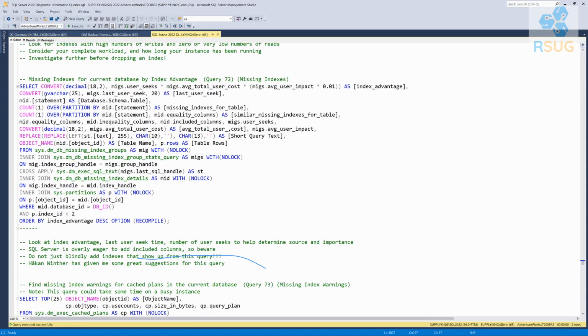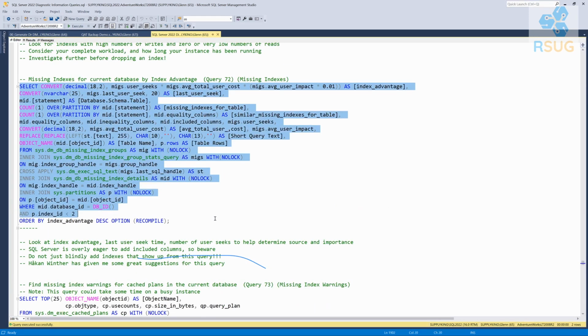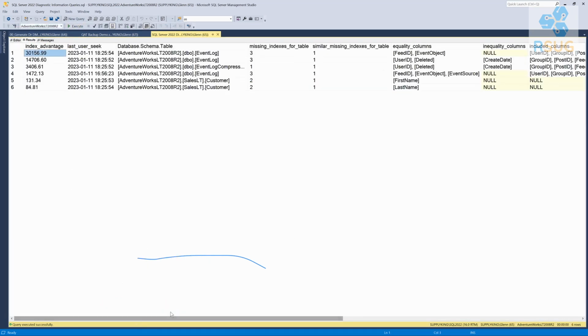And then here is the missing index query, just filtered down to this database. And somebody drew on my screen there.